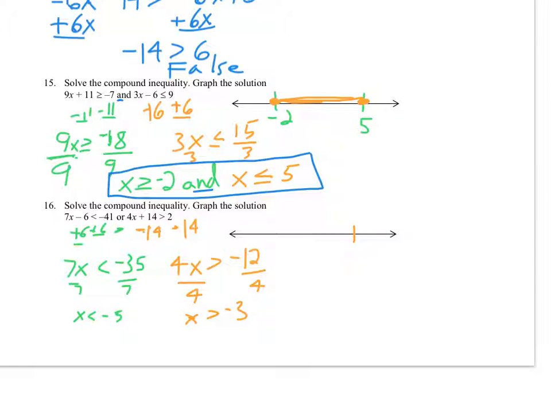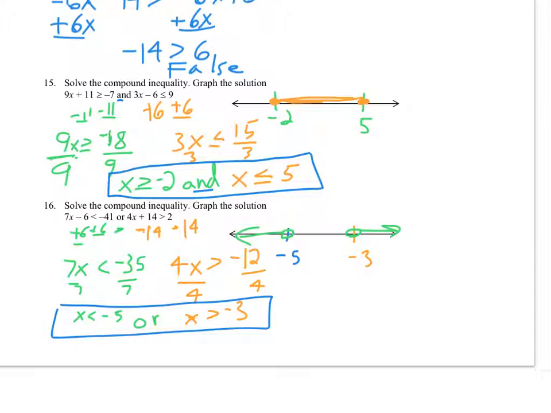So negative 3 would be over here, negative 5 over there. These do not have the equal to, so we would use open circles. We're looking at less than negative 5 and greater than negative 3, so it would look like that. And as far as solving it, as long as I throw the OR in there, then that's what that would look like.